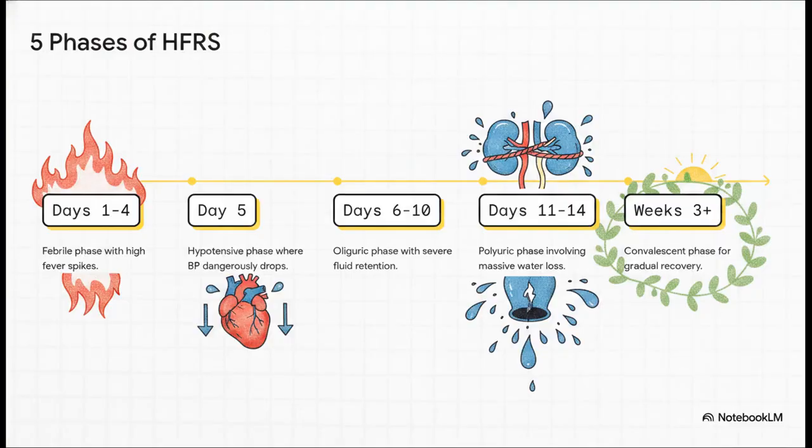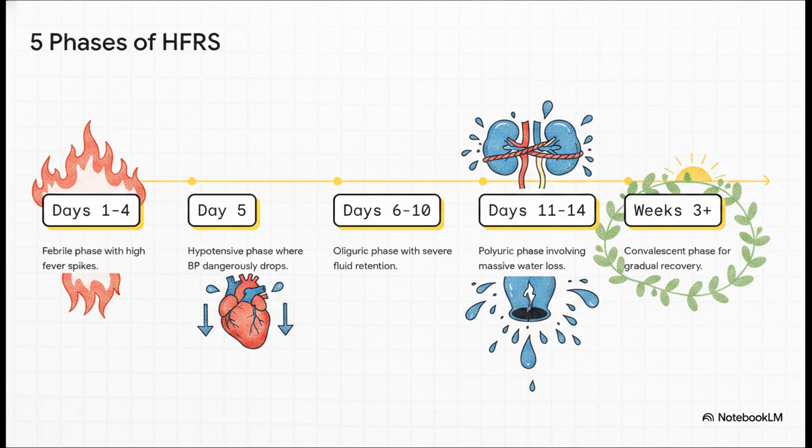Now, bringing it back to our earlier theme of bodily fluids and water balance, the Old World Syndrome, HFRS, is a grueling physiological roller coaster that hits in 5 very distinct phases. It kicks off with the febrile phase, marked by huge fever spikes. Then, as blood plasma starts leaking, the patient drops into the hypotensive phase, where blood pressure plummets dangerously.